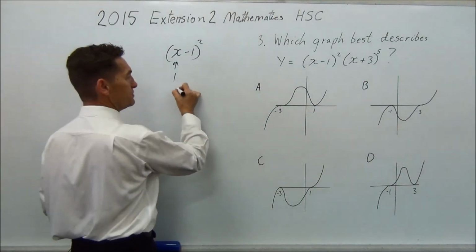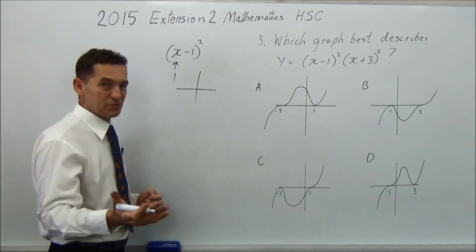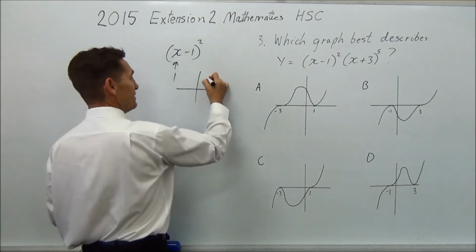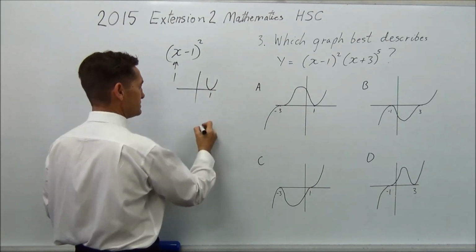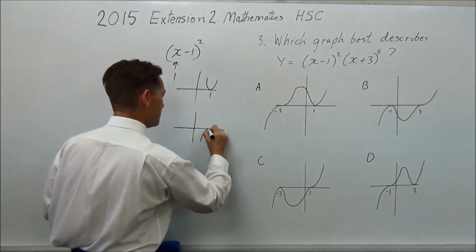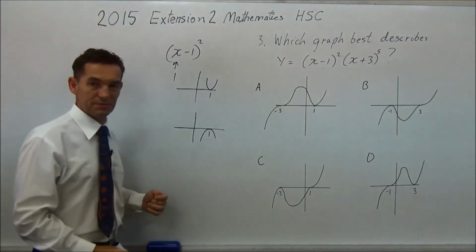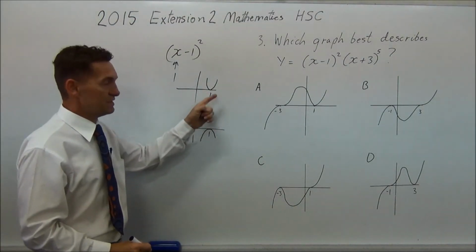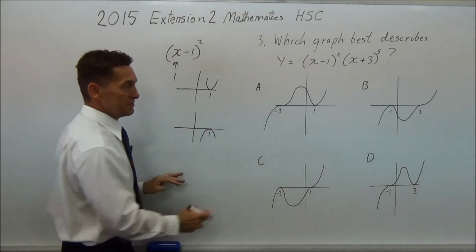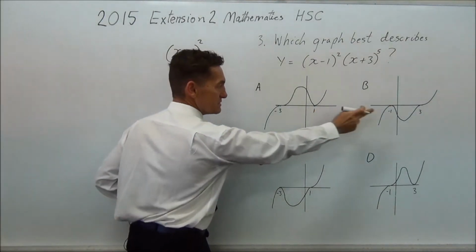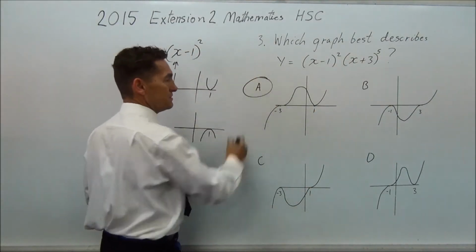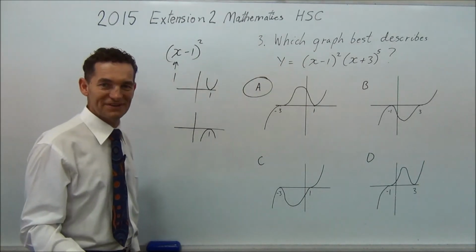So if it's a double root, you should know, again, pretty basic from year 10, that that's a double root, and that's a double root. Okay, because it touches the x-axis. And it only occurs once in the answers, it doesn't occur in any of the others. So your answer is pretty easy, it's A.